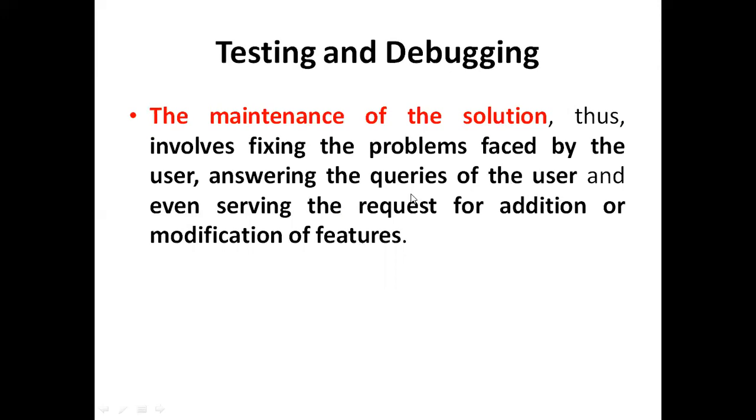Suppose inside that project they are facing any problems. Fixing those problems at runtime is what we call the maintenance of the solution. Maintenance involves fixing the problems faced by the user, answering the queries of the user, and even serving the requests for addition or modification of the features. Such work is called maintenance.